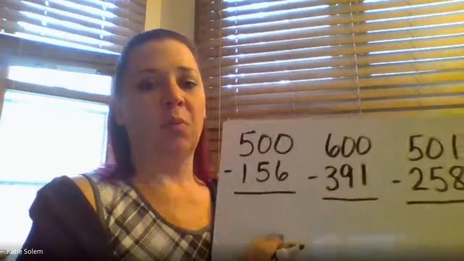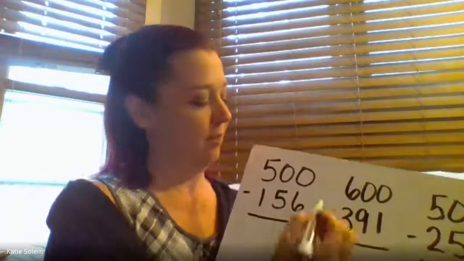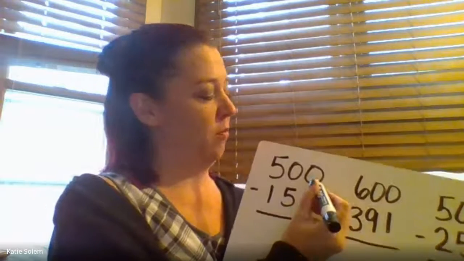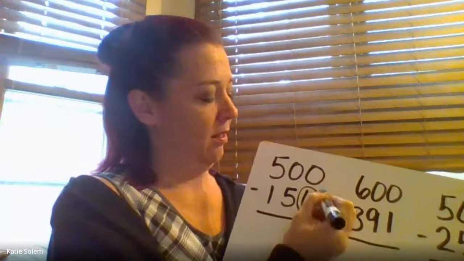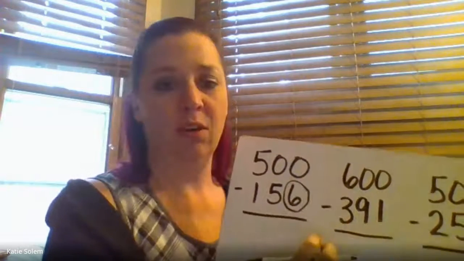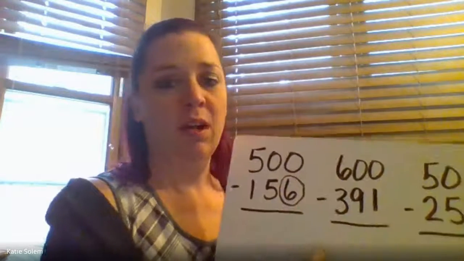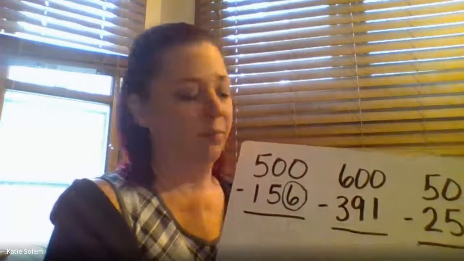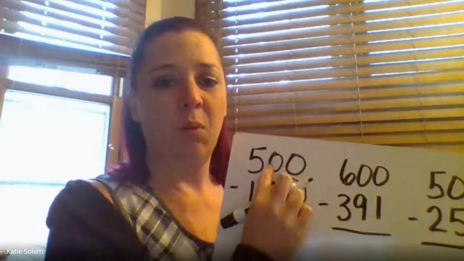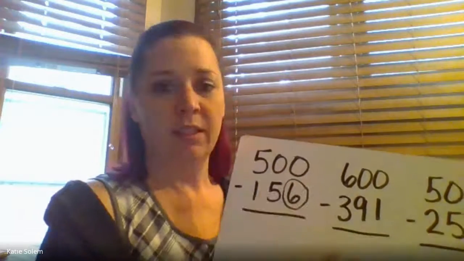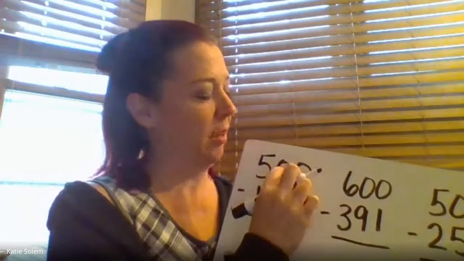I'm going to start with the problem 500 minus 156. Right away in the number 500 minus 156, I see that the 6 is bigger than the 0 and that there's no way that I can take 6 away from there. So what does the 0 have to do? Well, the 0 has to go next door to borrow. But what do you notice here? Does the 10 have any to give? No, the 10's place is empty.